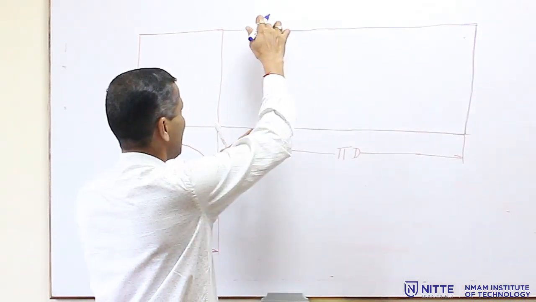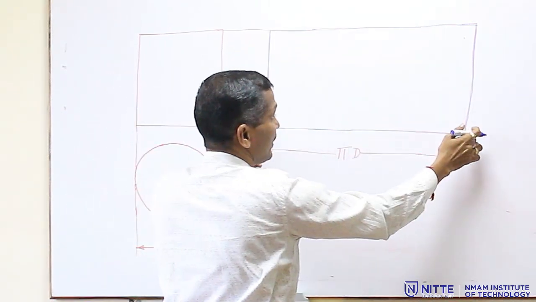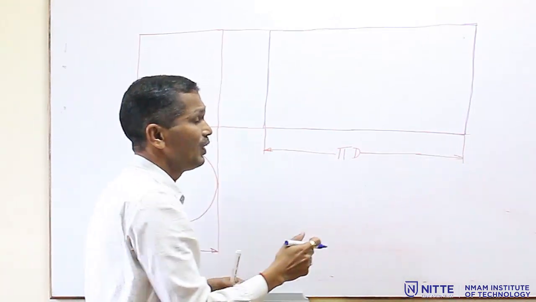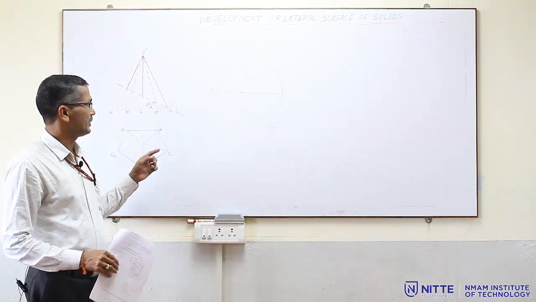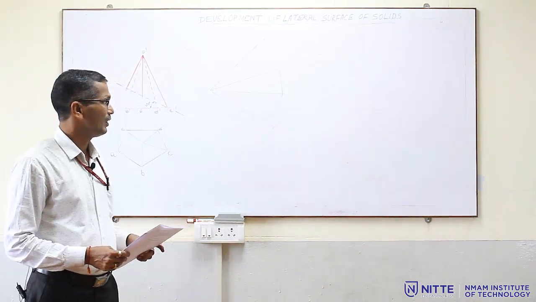This is the height of the cylinder, the given height, and this will be the base circumference, which is equal to pi into d. So, till now we have discussed the various types of solids. Now, we will go for the examples.